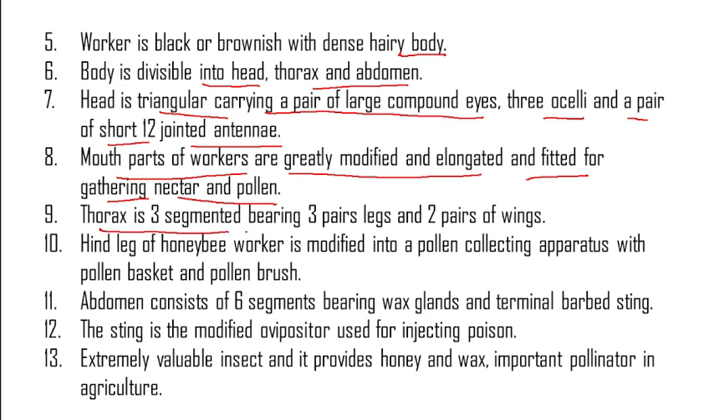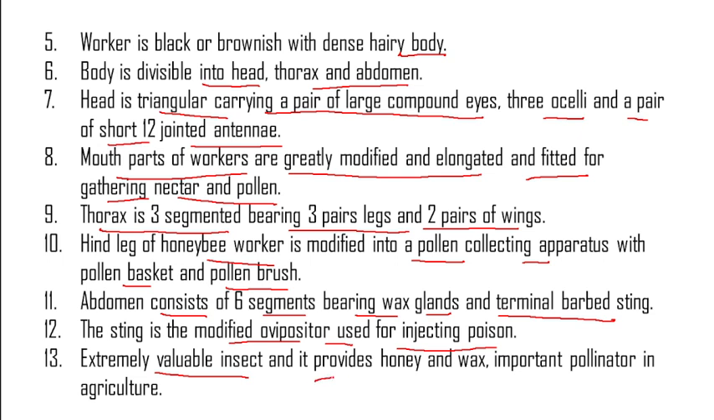Thorax is 3 segmented, bearing 3 pairs legs and 2 pairs of wings. Hind leg of honeybee worker is modified into pollen collecting apparatus with pollen basket and pollen brush. Abdomen में 6 segments होते हैं which bears the wax glands and terminal barbed sting. The sting is modified ovipositor used for injecting poison. Extremely valuable insect है. It provides honey and wax, important pollinator in agriculture.